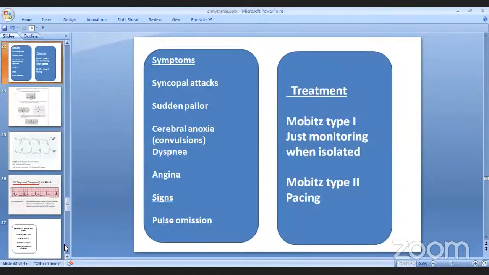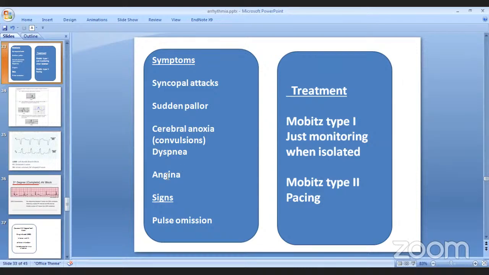Okay, now let's talk about the symptoms of AV block. Obviously you can guess some of it, right? AV block causes syncopal attacks, because the blood is not passing through the atria to the ventricles. So the brain is also not going to receive enough blood, which could cause syncopal attacks, sudden pallor, cerebral anoxia, lack of oxygen to the brain, convulsions, dyspnea, and then angina.